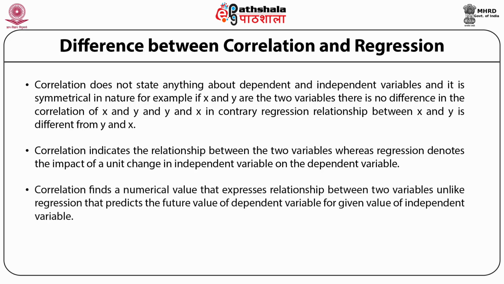Correlation finds a numerical value that expresses the relationship between two variables, unlike regression, which predicts the future of a dependent variable for a given value of the independent variable. What does it say? That if a regression line or regression equation is known to you, then for any value of the independent variable you can predict the value of the dependent variable.